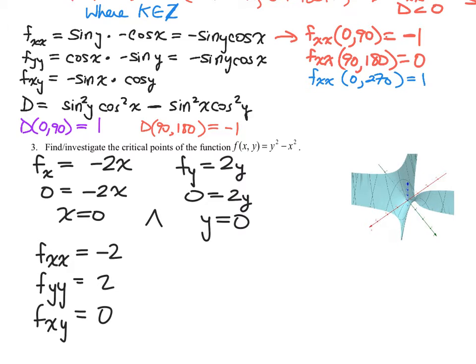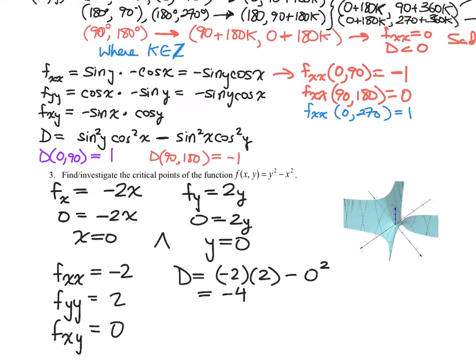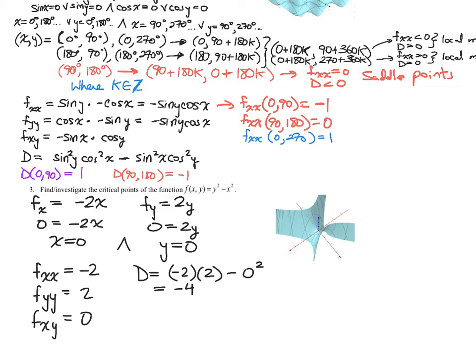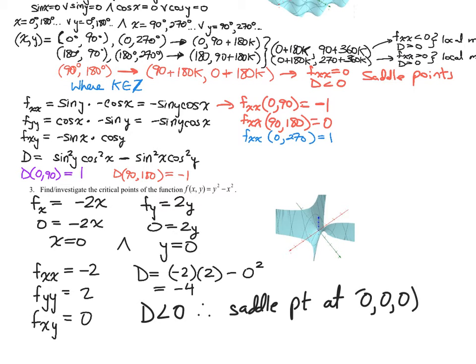All right, so I need my discriminant. Negative 2 times 2 minus 0 squared is going to be a negative 4. All right, so from the picture, I mean, if you look closely enough, it's there. It's just not really the easiest thing to see. So d is less than 0, therefore saddle point at 0, 0, 0. And again, we get that last 0 just by plugging these x and y values into the original function. All right.